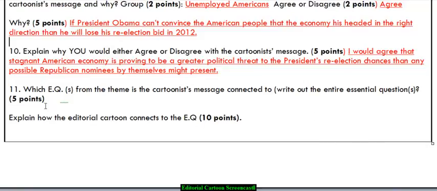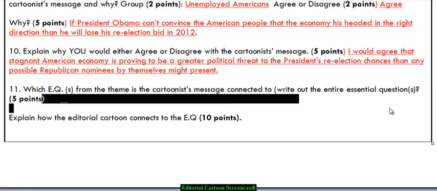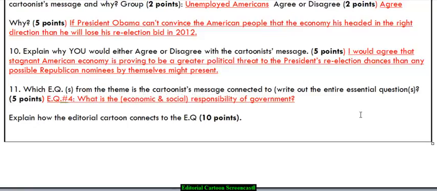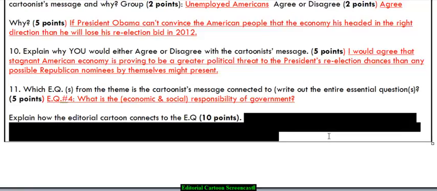We'll go ahead now and take a look at the essential question that I decided to match the cartoon with, and that would be essential question number 4. What is the economic and social responsibility of government? More specifically focusing in on the economic responsibility of government. Understand that you may use multiple essential questions here, that the essential question you may choose to use may be different than mine. As long as you can explain the connection, then feel free to use any of the essential questions from the theme that you feel fit with the cartoon that we're looking at.